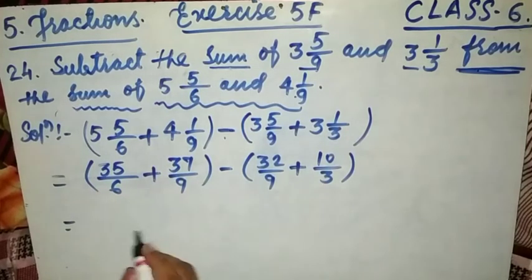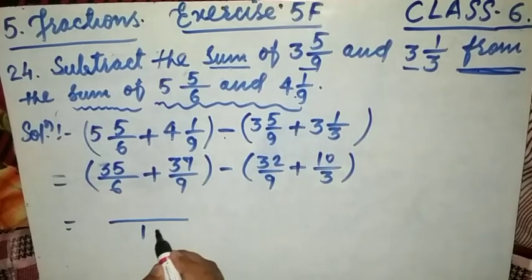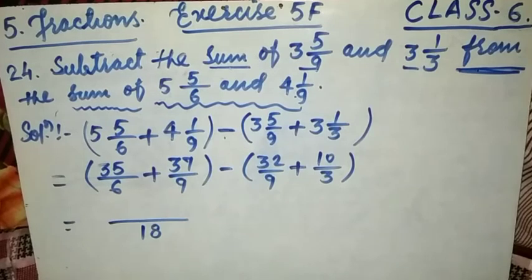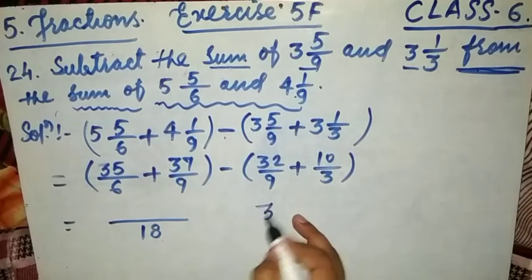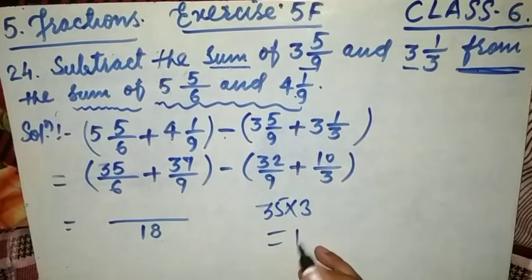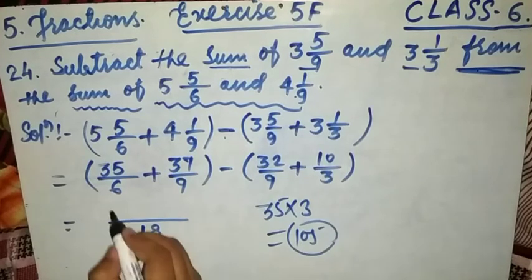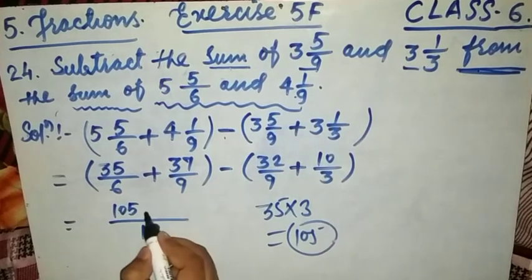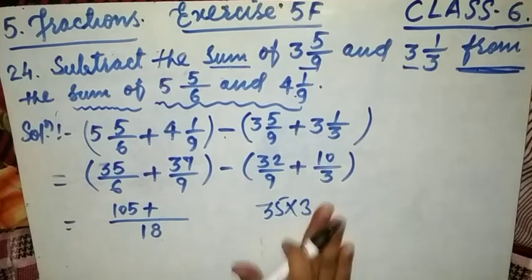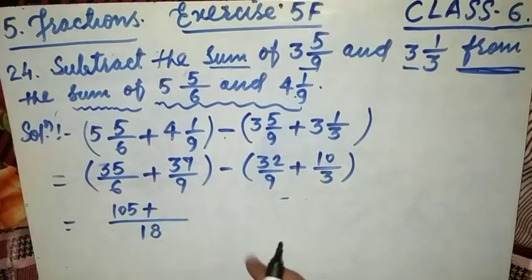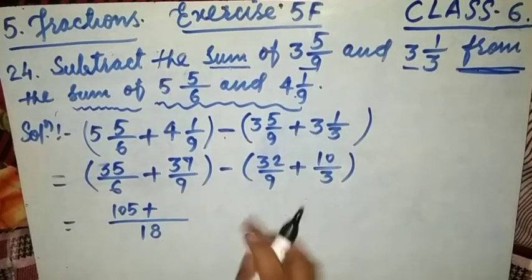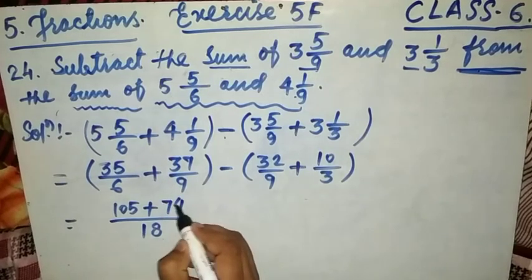Now here take the LCM of 6 and 9. 18 is the LCM. Find it and then check. Now divide this 18 by 6, 3, multiplied by 35, 35 multiplied by 3 means 105. Check, multiply and check. Okay, 105 plus, then this 9 is divided into 18, 2 multiplied by 37, 37 multiplied by 2 is 74. Multiply and check, is it correct or wrong?